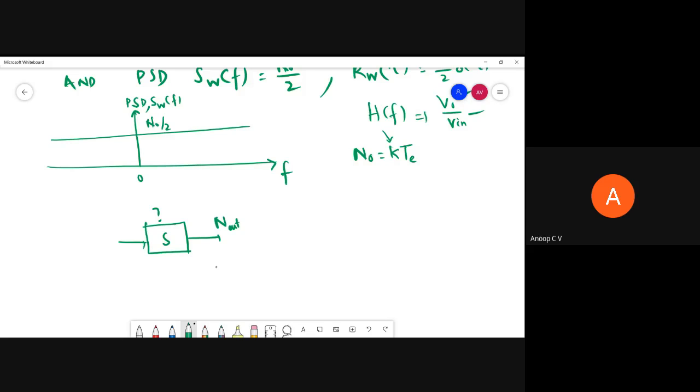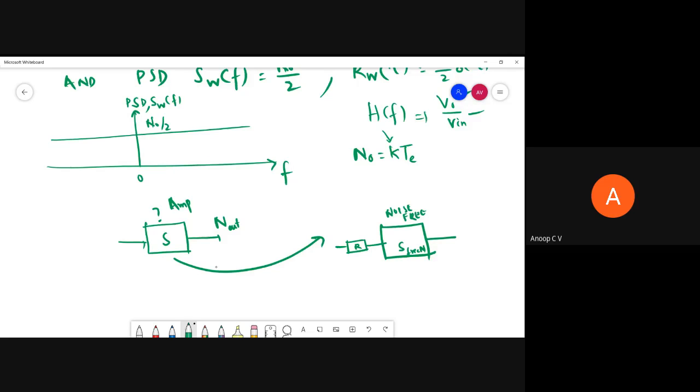So this N out is the total noise. Say you are replacing the system with a noise-free system, no noise. And what you are going to do is connect a noisy resistor at the input. This is the noise-free system. If it is a noisy amplifier, then an ideal amplifier which does not have any noise should come here. I should replace it with a noise-free version of that, and then keep a noisy resistor at the input.